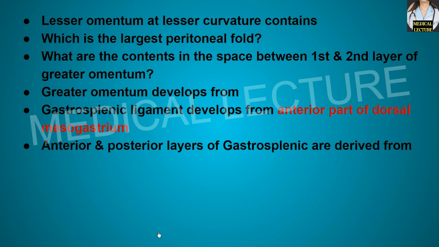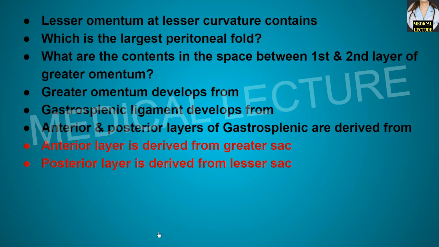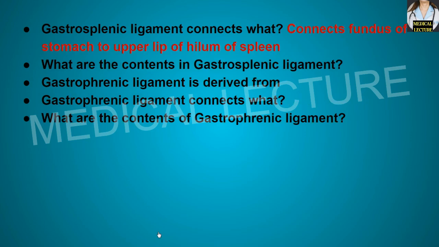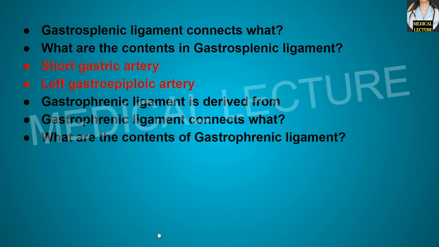Anterior and the posterior layers of the gastrosplenic ligament are derived from what? The anterior layer of the gastrosplenic ligament is derived from the greater sac, while the posterior layer is derived from the lesser sac. Gastrosplenic ligament connects what? It connects the fundus of the stomach to the upper lip of the hilum of the spleen. What are the contents of the gastrosplenic ligament? It contains the short gastric artery and the left gastroepiploic artery.